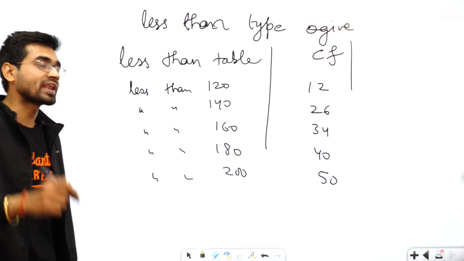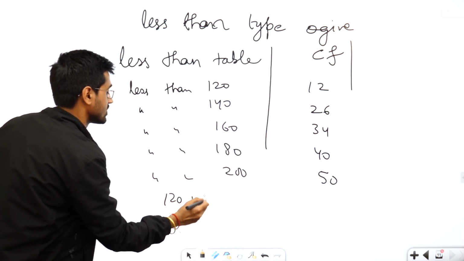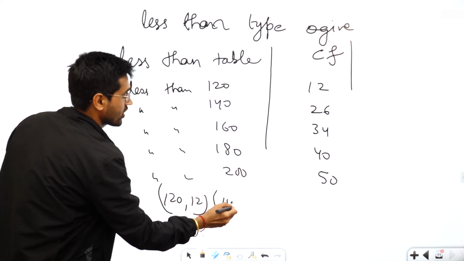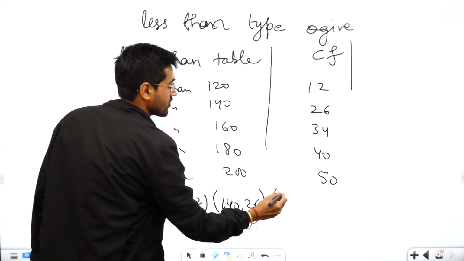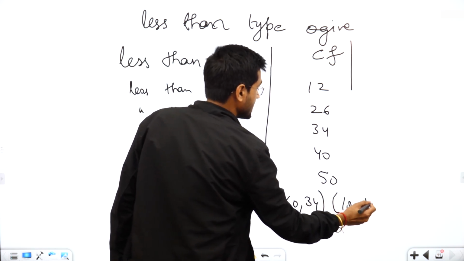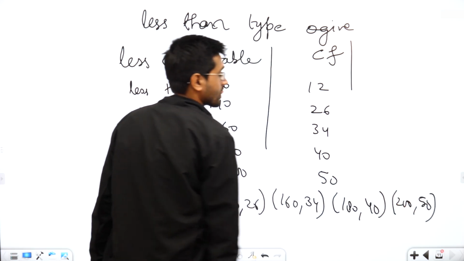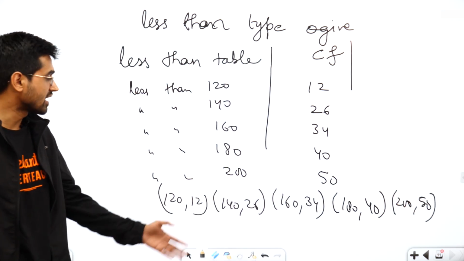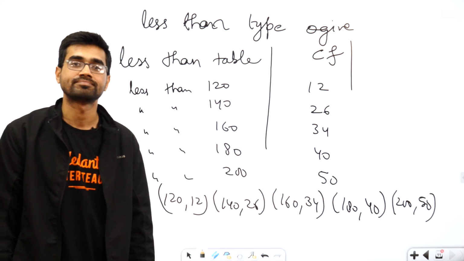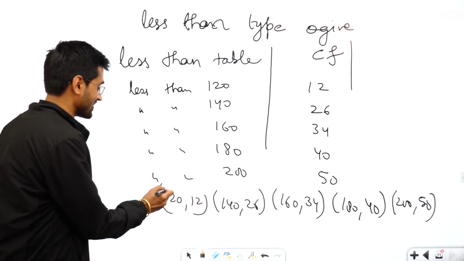So what are my coordinates? My coordinates for my ogive are 120, 12; 140, 26; 160, 34; 180, 40; and then 200, 50. Do you all understand this? You just have to plot them on a graph paper and it's done. I hope you can plot a point on a graph paper easily.